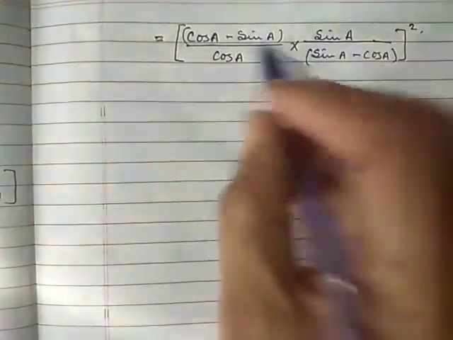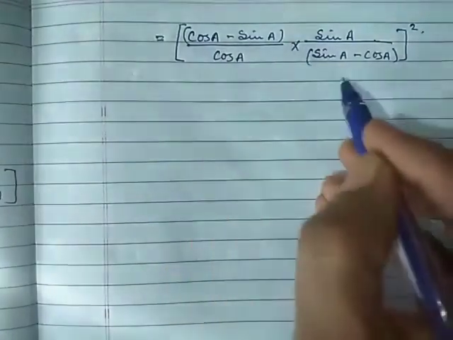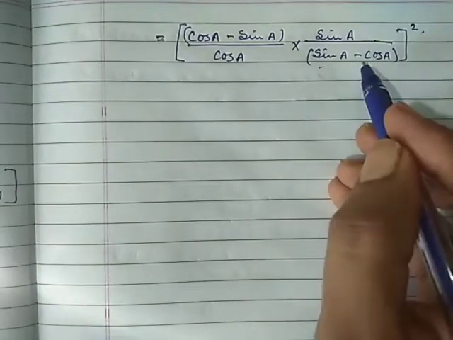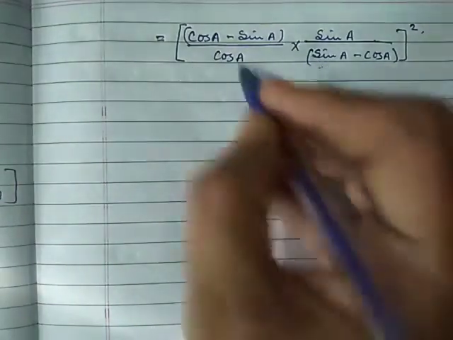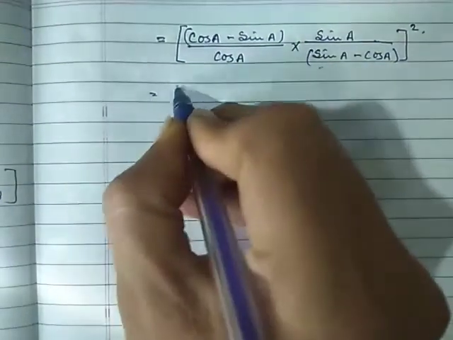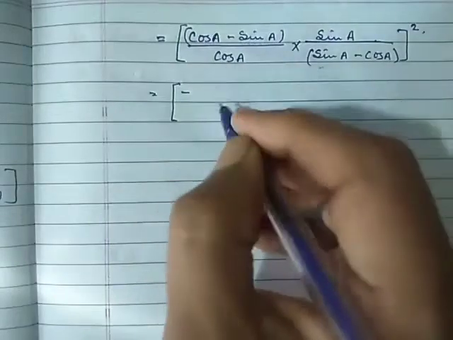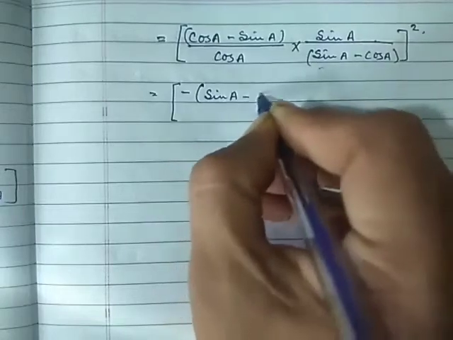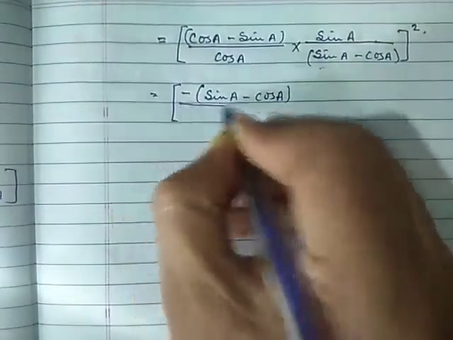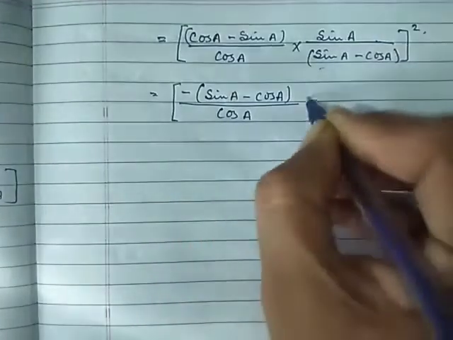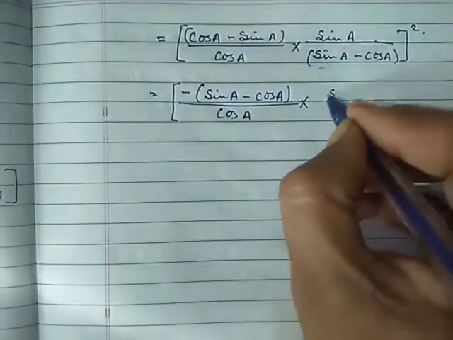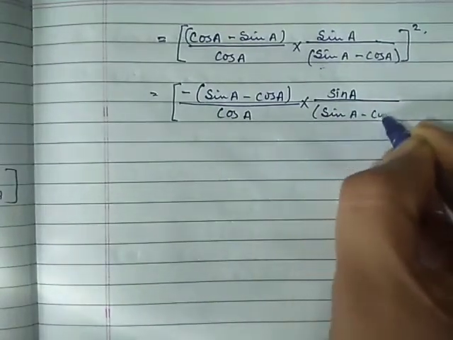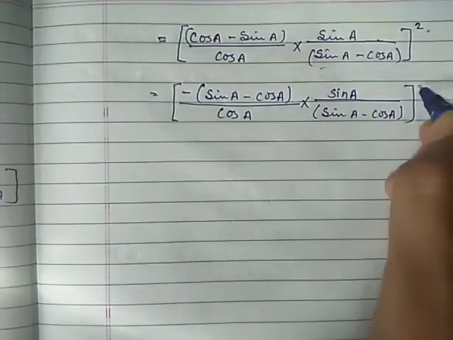Now see, in the numerator you have cos A minus sin A, and in the denominator we have sin A minus cos A. So we have to convert this. Okay, so we'll take out the minus sign common, or you can say we will multiply this with a minus sign. So we'll get here sin A minus cos A upon cos A into sin A minus cos A, whole square. This is a very important step here, otherwise you will not be able to solve this question.